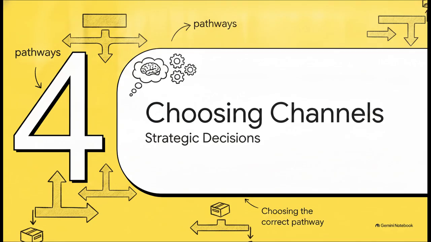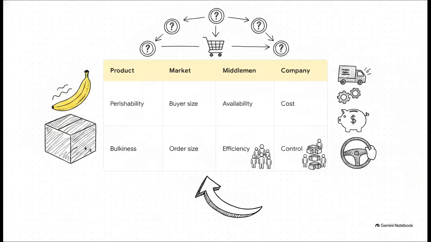Section 4. Choosing the right channel. If you're a business owner, you have to put on your strategist hat when making these decisions. You have to weigh these 4 categories, almost like a decision tree, to balance the cost of distribution with reaching your target audience as efficiently as possible. You need to consider the nature of the product itself, the specific characteristics of your market and your buyers, the availability and efficiency of the middlemen out there, and of course, your own company's internal capabilities and financial strength.